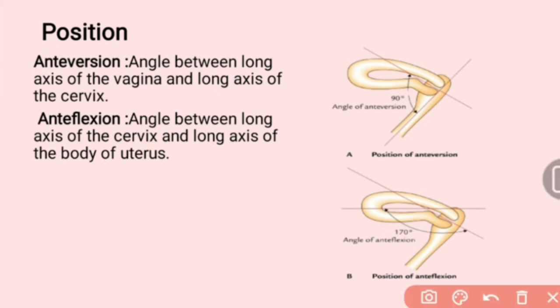From here, we know that this is the long axis of the vagina and this is the long axis of the cervix, and it forms an angle of about 90 degrees. It is the anteversion position, and another is anteflexion, that is the long axis of the cervix and the long axis of the uterine body, which form about a 170 degree angle, and it is the normal position of the uterus. For easy remembering, you may remember: version B for vagina, and cervix is common in both anteversion and anteflexion positions. Okay.